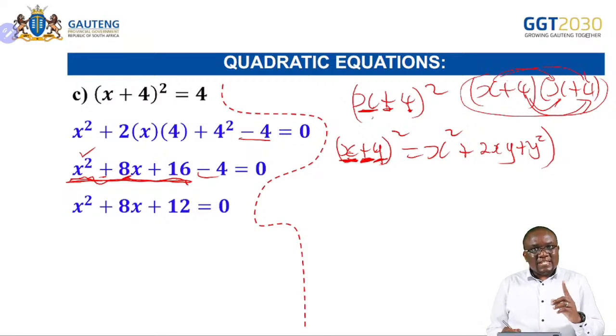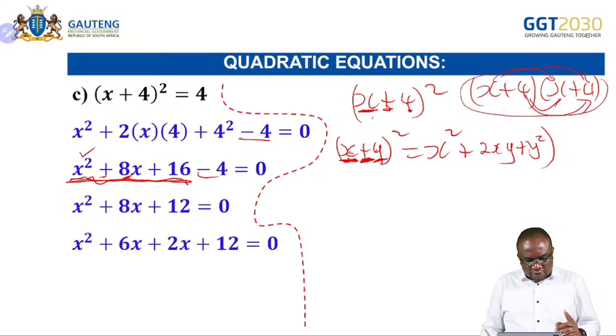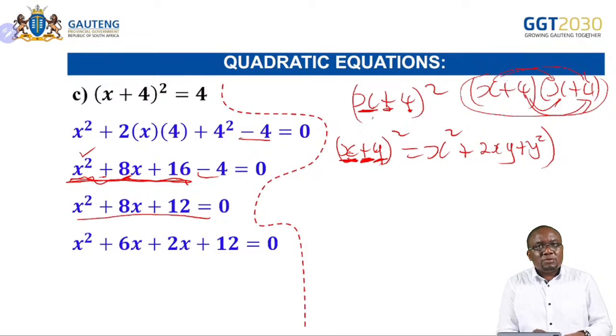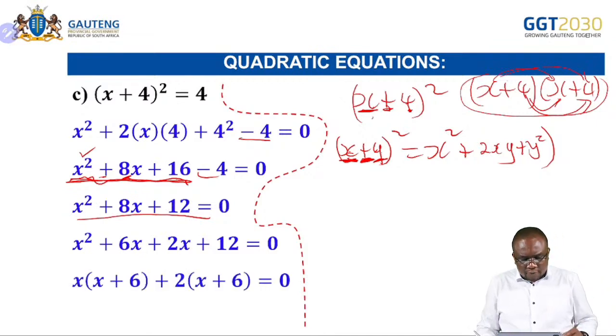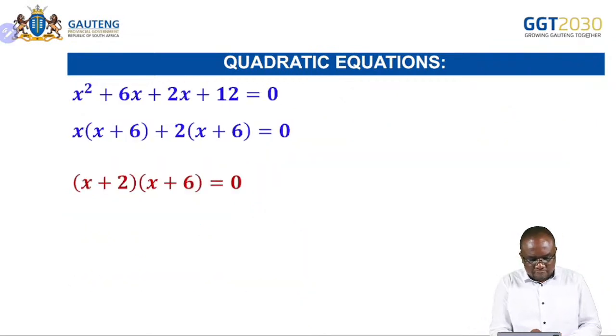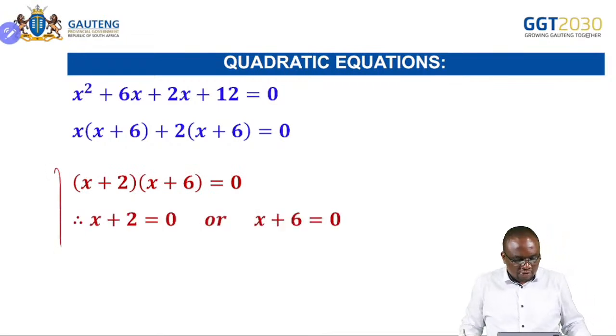Okay, I said listen, don't write anything. And then you factorize here. I did the long method, do the short method, and then you get your factors, which are this part here, and then you get your answers like that.